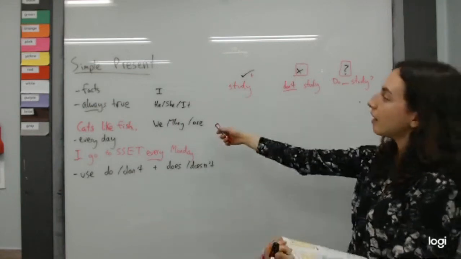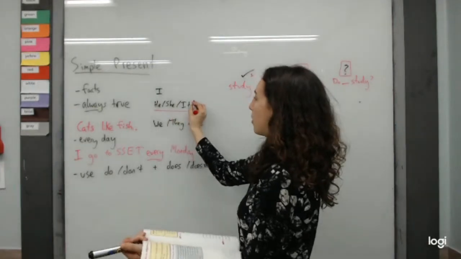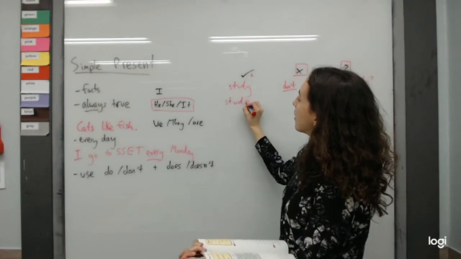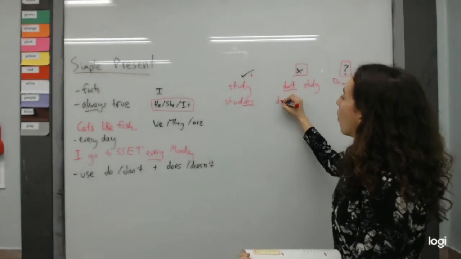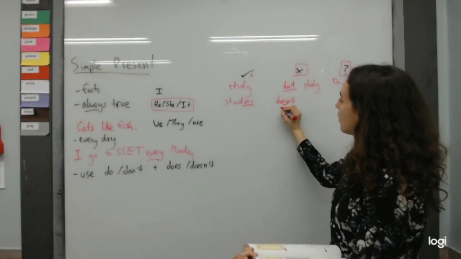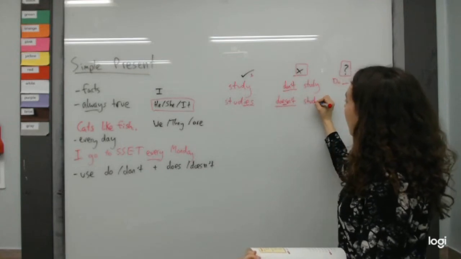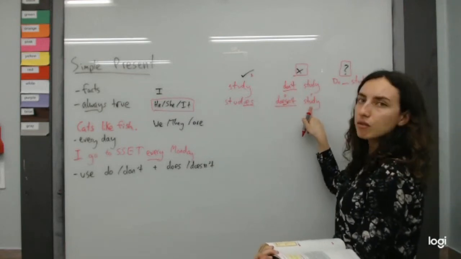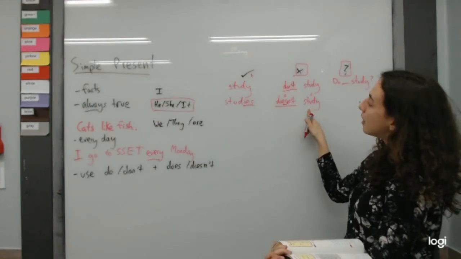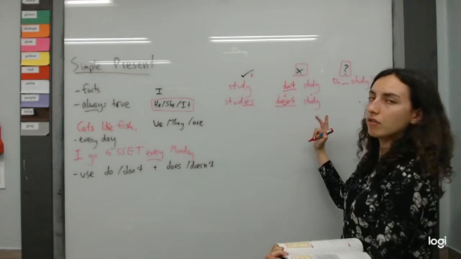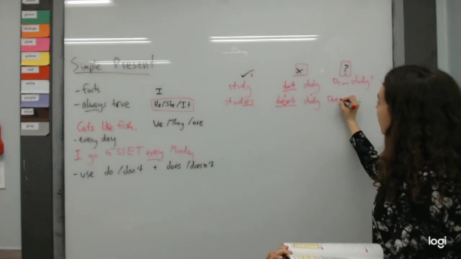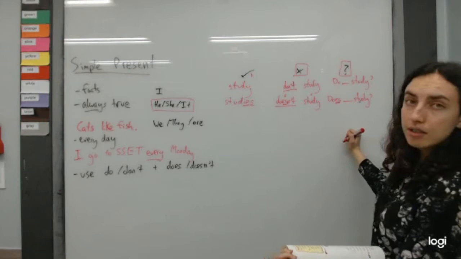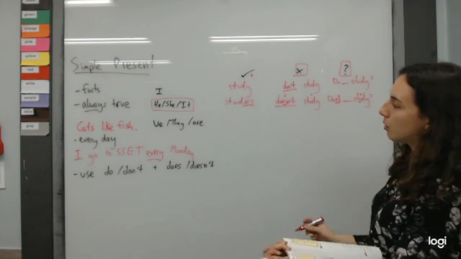The next one is he, she, it. So he, she, it, remember, is special. He, she, it, we add s. So he studies, or he doesn't study. And remember, we change verb number 1, not verb number 2. So we don't say doesn't studies. No, we say doesn't study. So s on verb number 1, not verb number 2. In the question, same. We say does he study? And we change the first one, does, and not number 2.